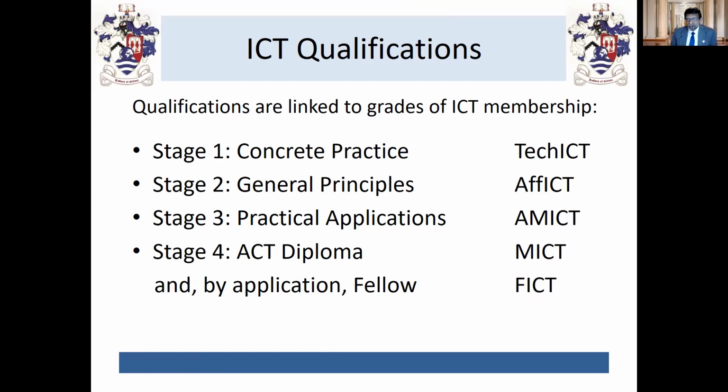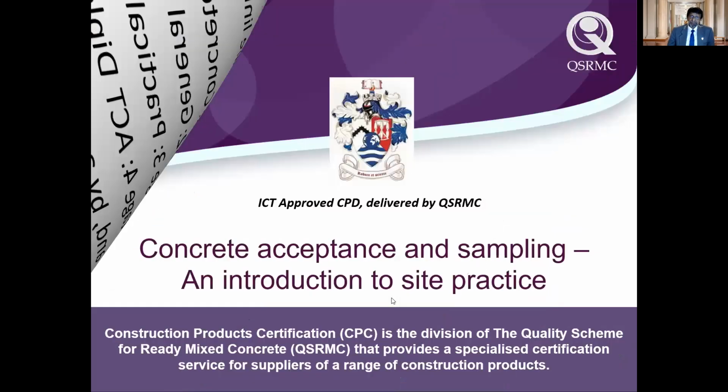For example, a stage 1 qualification results in Tech ICT. Stage 2 gives affiliation of the ICT. Stage 3 gives the associate member of the ICT. Stage 4 gives the member of the ICT. So that is the final qualification. And then by application, somebody with the membership of the ICT could go on to become a fellow as well.